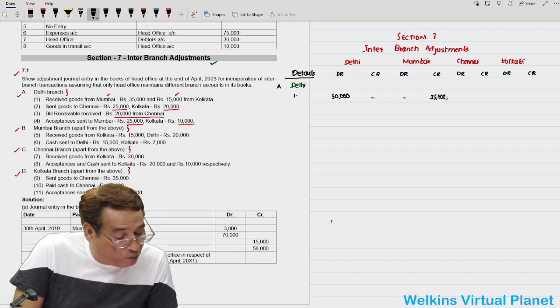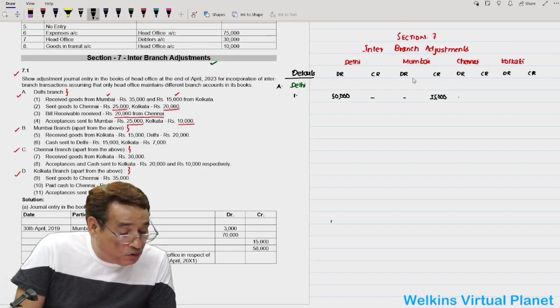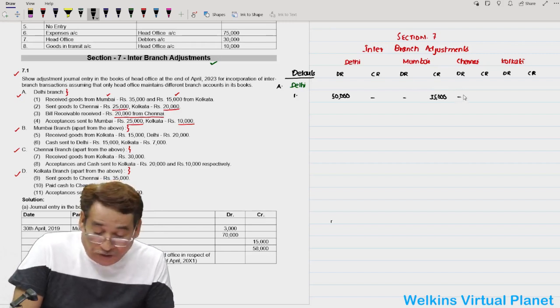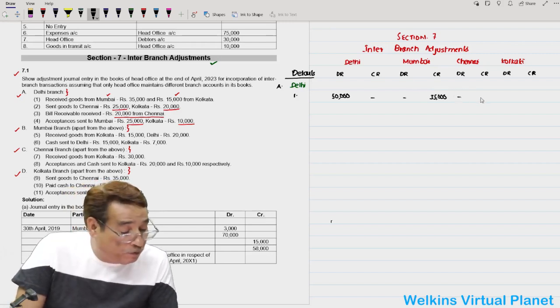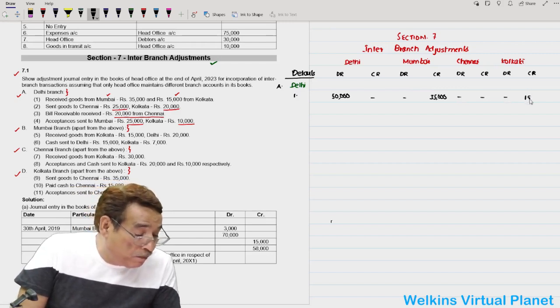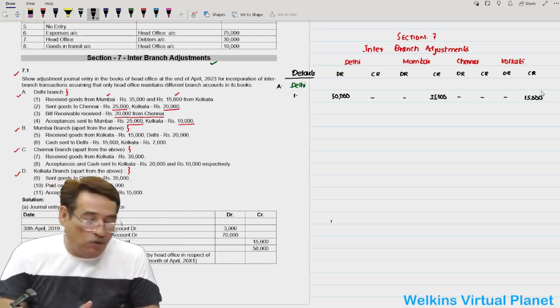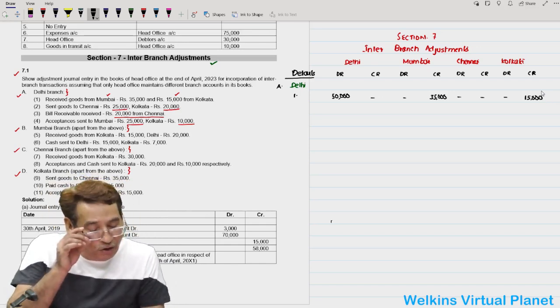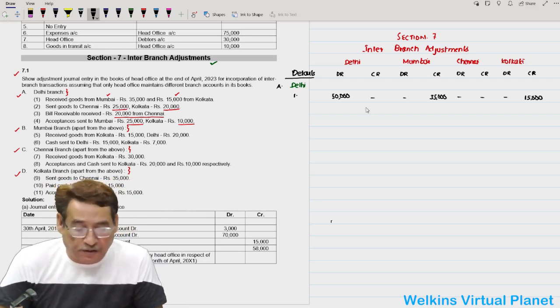This is important to note, towards the credit side. Similarly, 15,000 worth of goods have been received from Kolkata branch. So, towards the credit side of the Kolkata branch, I will write 15,000. And so on, you are going to incorporate the transaction on the basis of such logic. Is it clear to you or not?